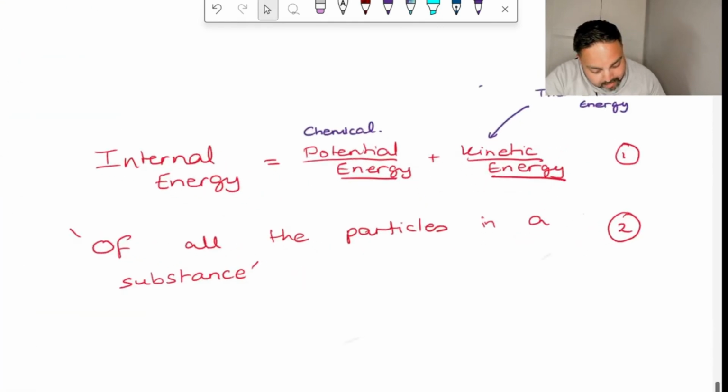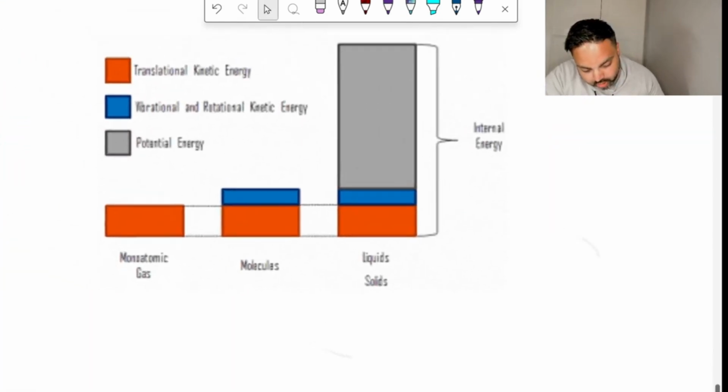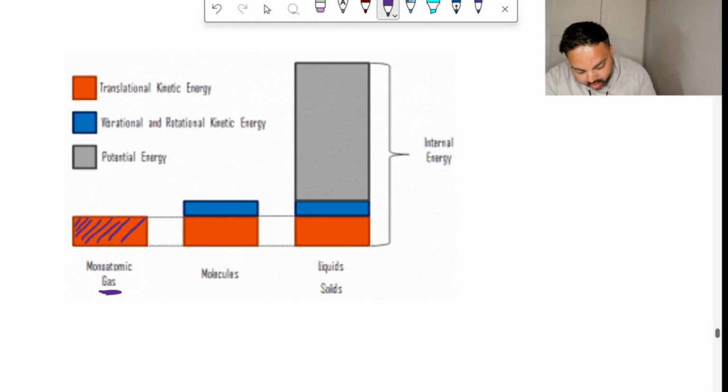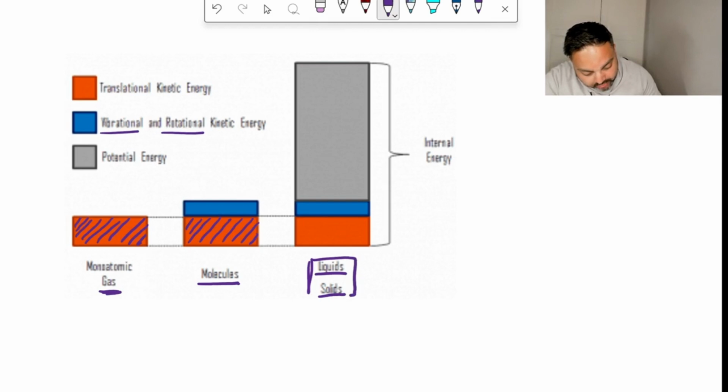So, what does that mean? Well, if I zoom in here, I know it's not the best image, but I tried to find something that helps you to explain this. If I've just got a gas, it's just going to have kinetic energy, whereas if I've got molecules, they're going to have kinetic energy, and they're also going to have vibrational and rotational energy. You don't need to worry about what that is. But when we have liquids or solids, we also have to consider the potential energy of the bonds between them. Okay?